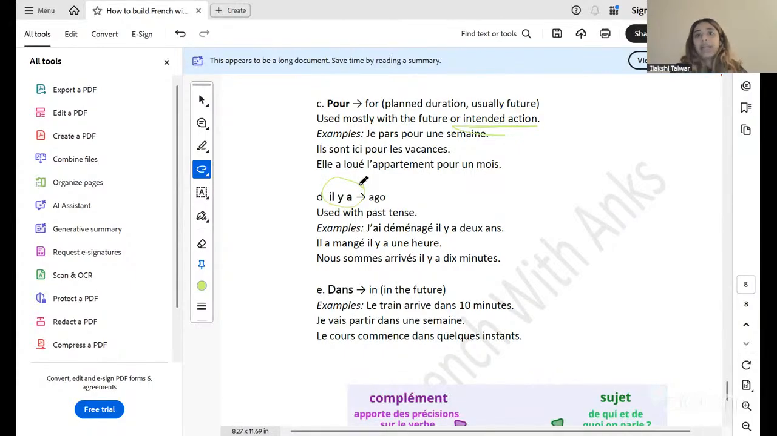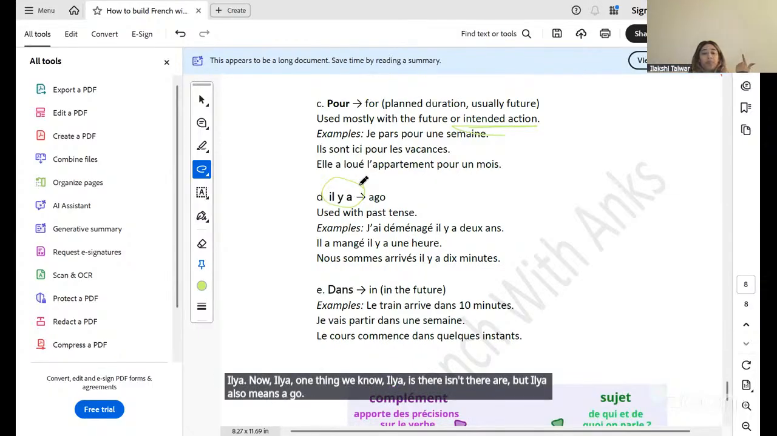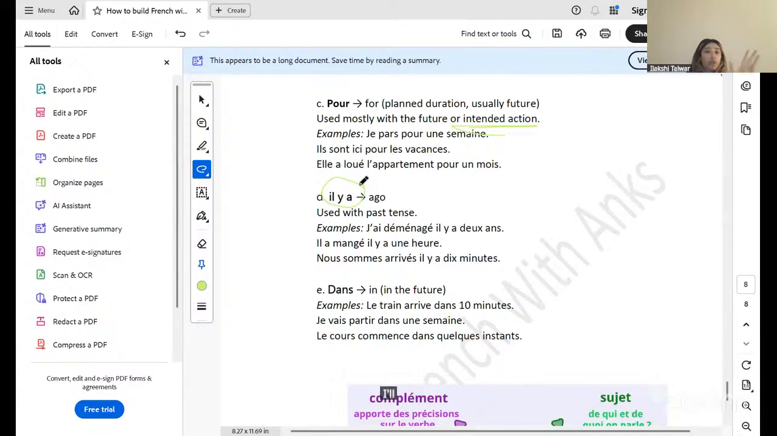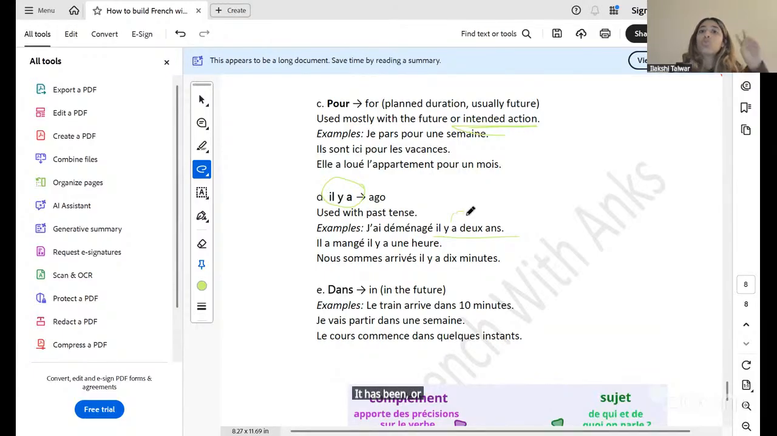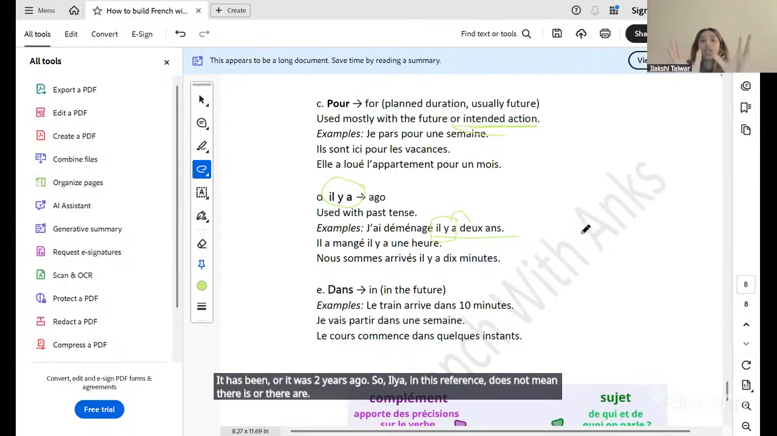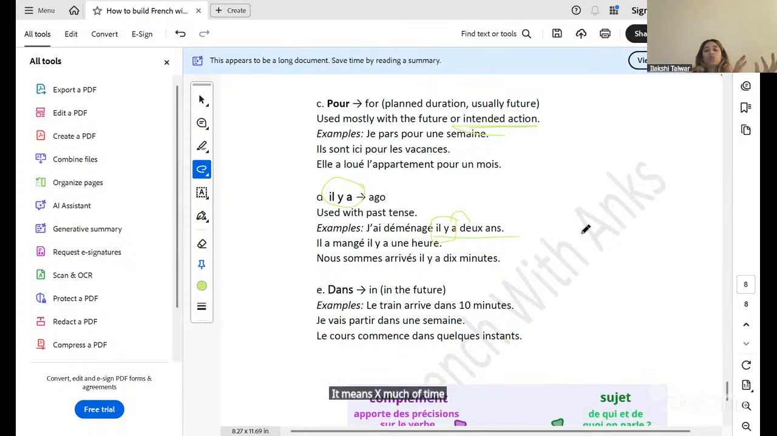Il y a. Now, il y a, one thing we know, il y a is there is and there are. But il y a also means ago. Ago. So, for example, I say, j'ai déménagé. I shifted. Déménager is when you relocate. Okay, so I relocated. Il y a 2 ans. It has been, or it was 2 years ago. So, il y a in this reference does not mean there is or there are. It means X much of time ago. It has been these many years, these many days.